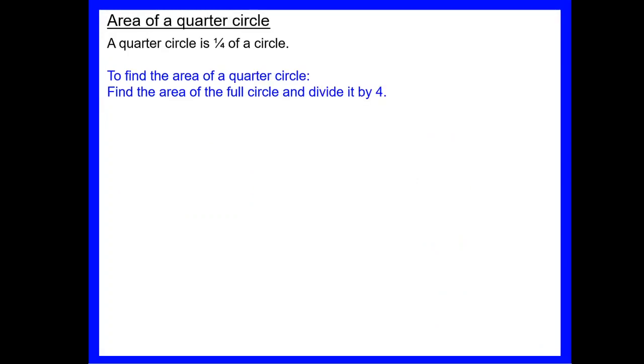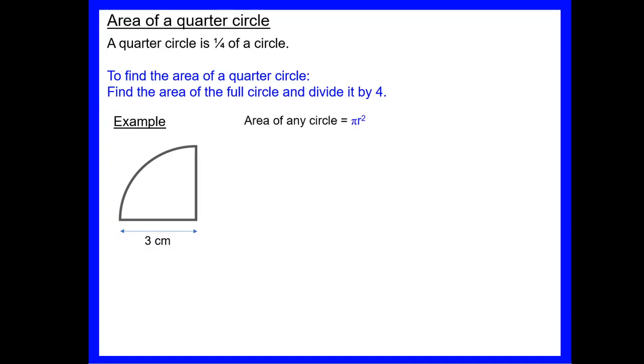Okay, so what about a quarter of a circle then? For a quarter of a circle, we would find the area of a full circle and divide it by 4. So again, another example. We've been given a quarter of a circle and told the radius is 3 centimeters. Remember, the area of a circle is pi r squared, so a quarter circle is pi r squared divided by 4, or a quarter times pi r squared, whichever you prefer.